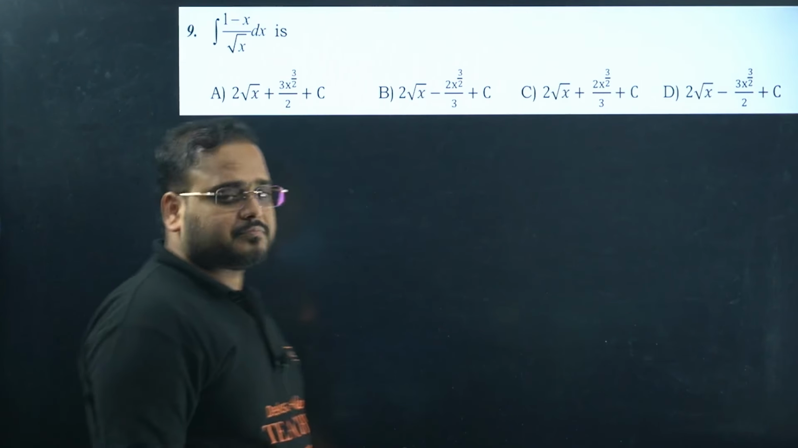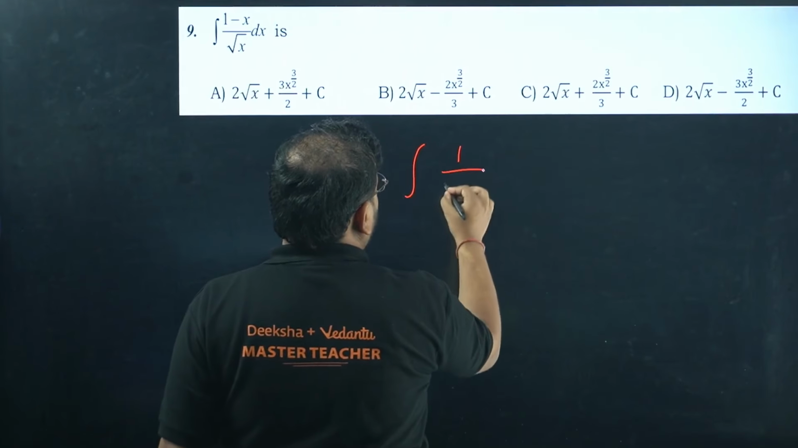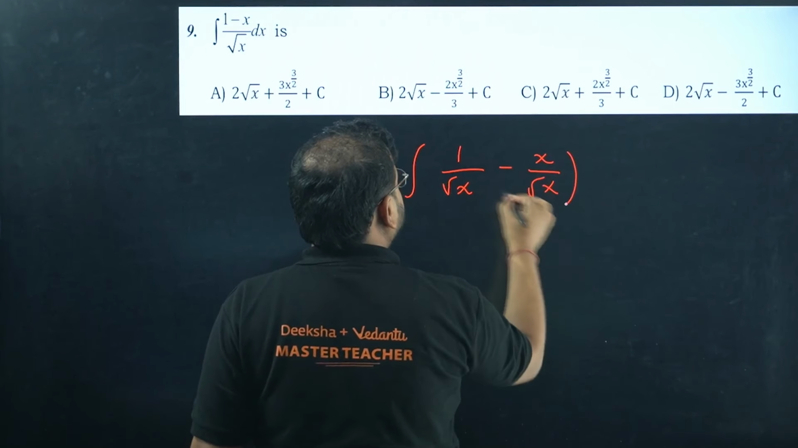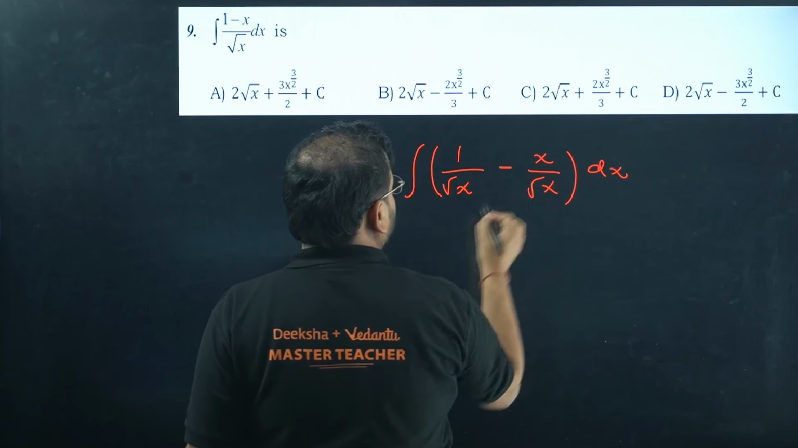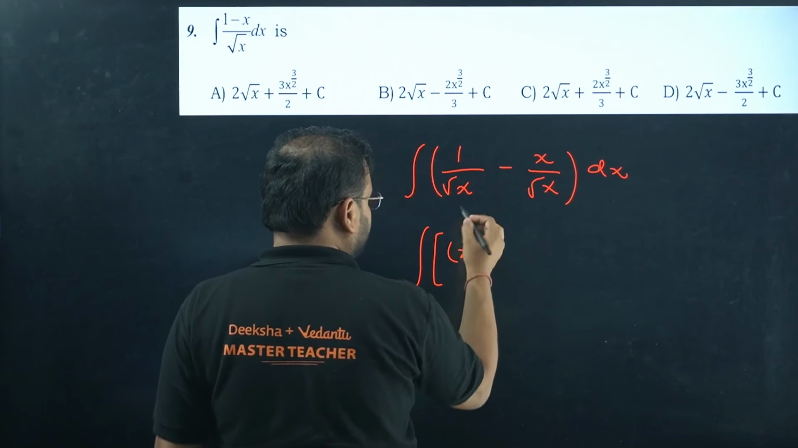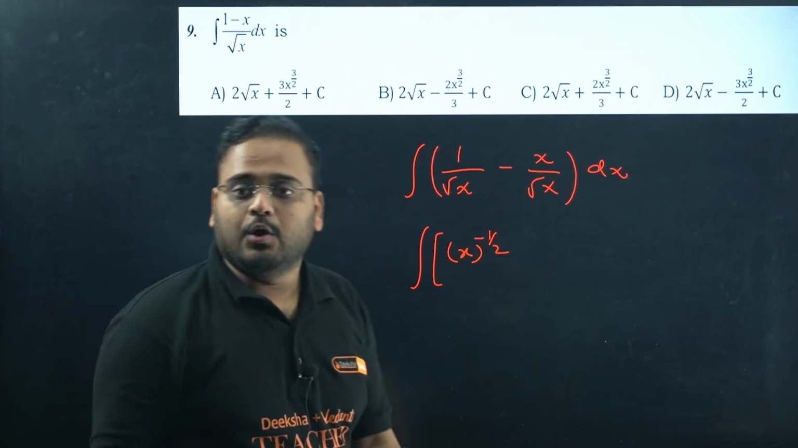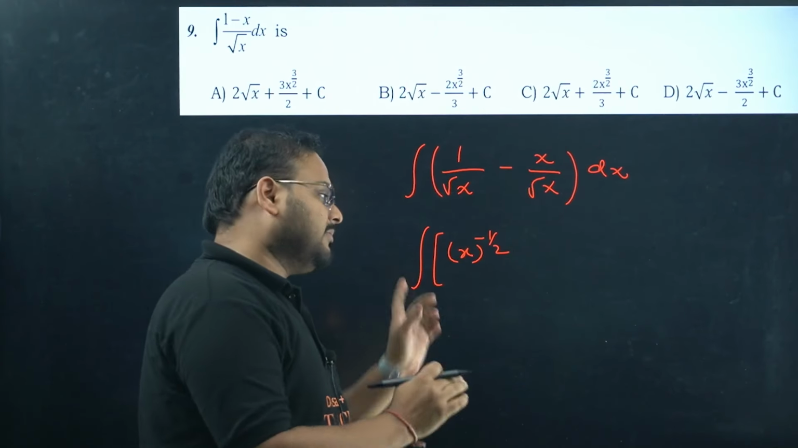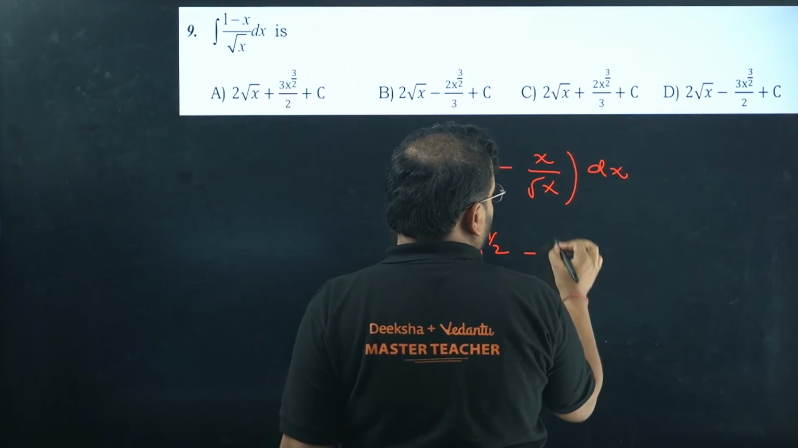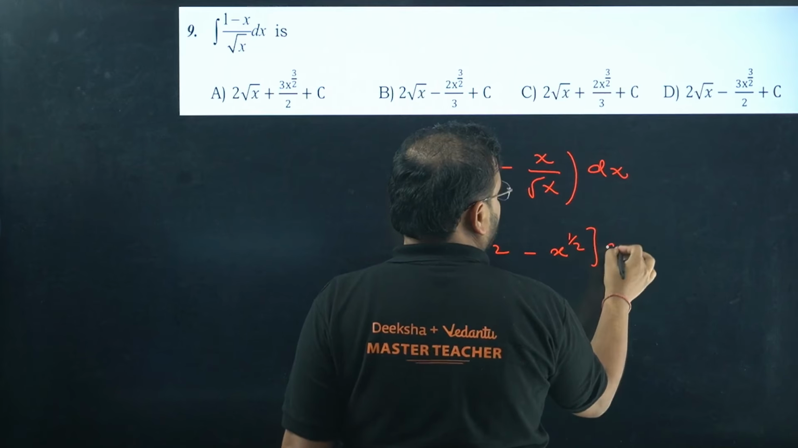Ninth. Again a very simple question. Just separate the roots. We'll get 1 upon root x and minus x upon root x. Before I continue with the integration, I'll write in the form of powers. It'll become x power, root means 1 by 2, and it is in denominator means minus 1 by 2. Root means 1 by 2, but denominator means with the negative sign, the reciprocal rule. Over here you'll have minus x by root x is going to be root x only, so x power 1 by 2. Now integrate them.